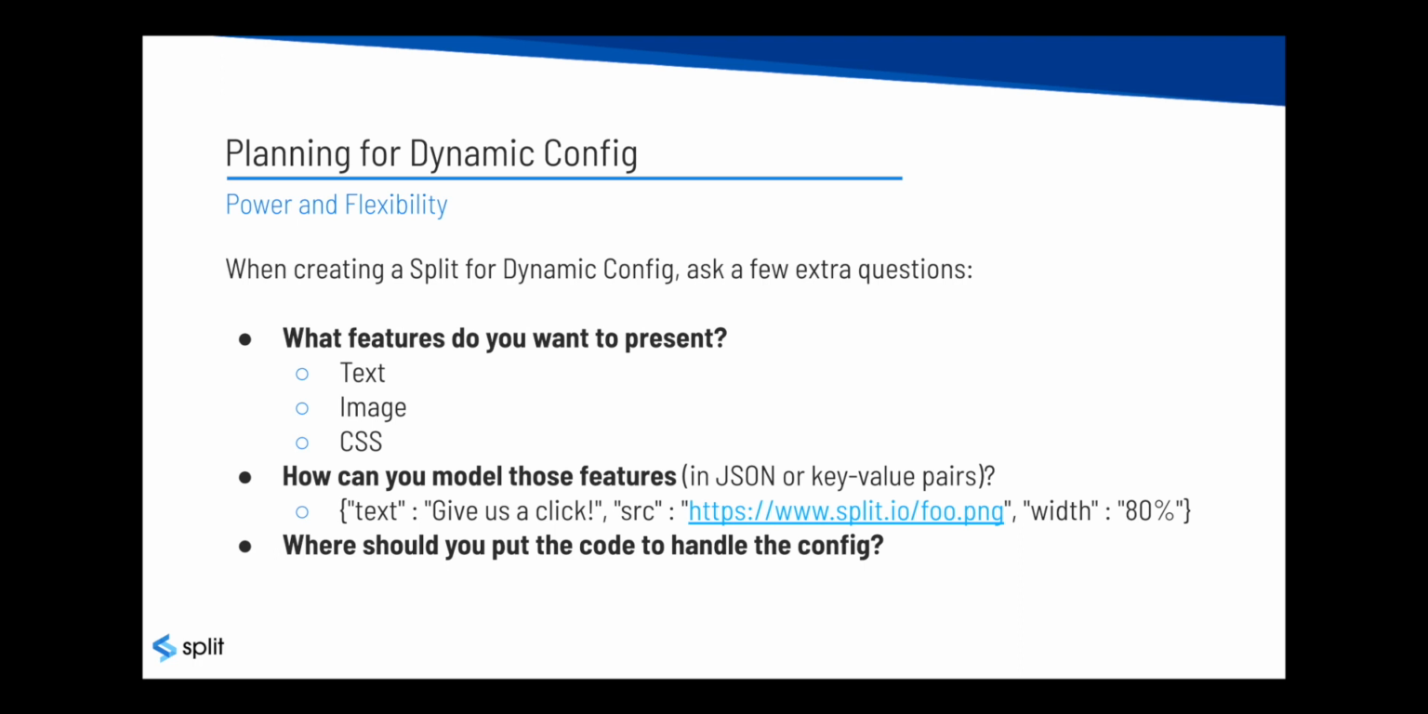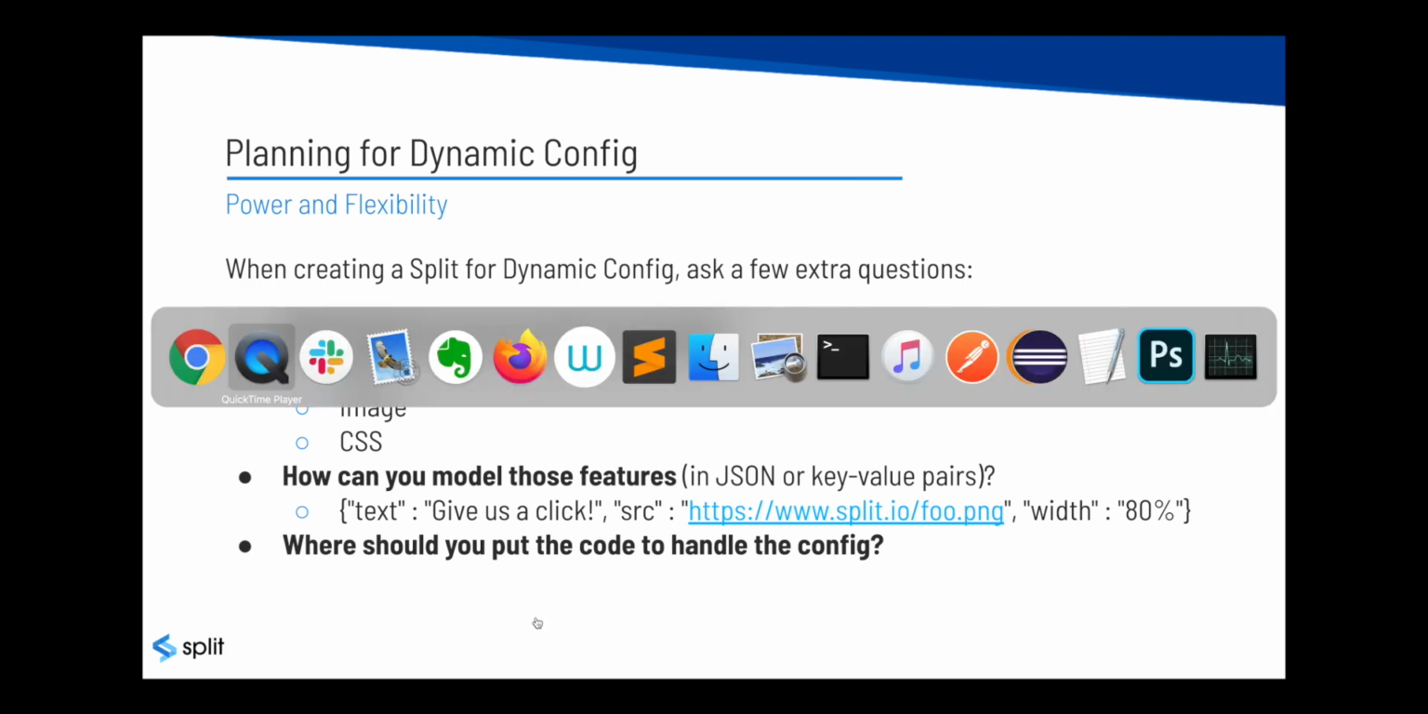Once you've decided what variables you want to put into your configuration, you decide on an encoding. I used key value pairings, but Split allows you to do anything you like that you can do with JSON. So you can have a very rich configuration of as many variables really as you see fit. And finally, how are you going to handle those variables in code? That is primarily a question for the developer. And I can give you a little bit of coaching in that.